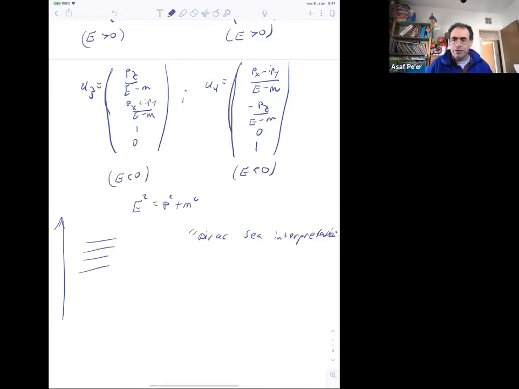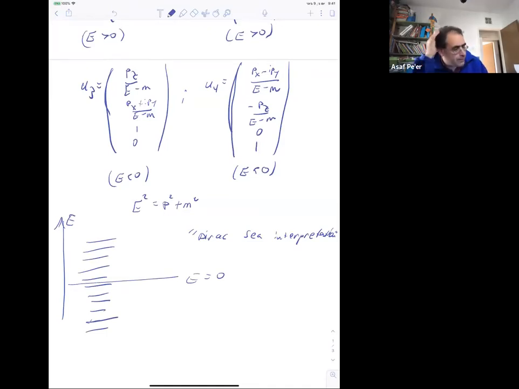Which is not the way we see it today, but it's still beautiful. So this is the energy, and there are certain levels. Let's say this is E equal to 0. Right? So you have certain levels. This is called the Dirac sea.